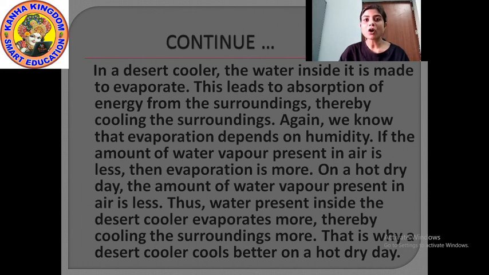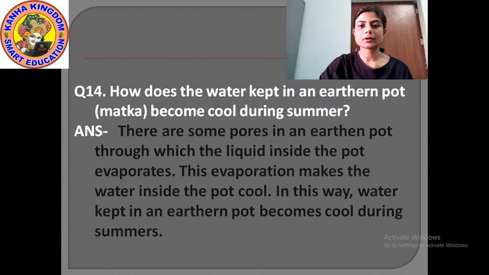Okay. So, on a hot, dry day, the amount of water vapor present in the atmosphere is less. That means the water vapor present in the air is less. That is why the water present inside the cooler evaporates more, and it absorbs energy from the surrounding, making the surrounding cool. That is why a desert cooler cools better on a hot, dry day. Understood?